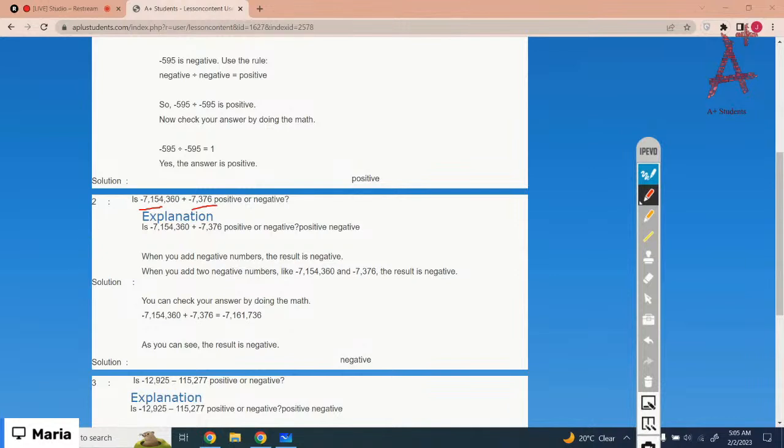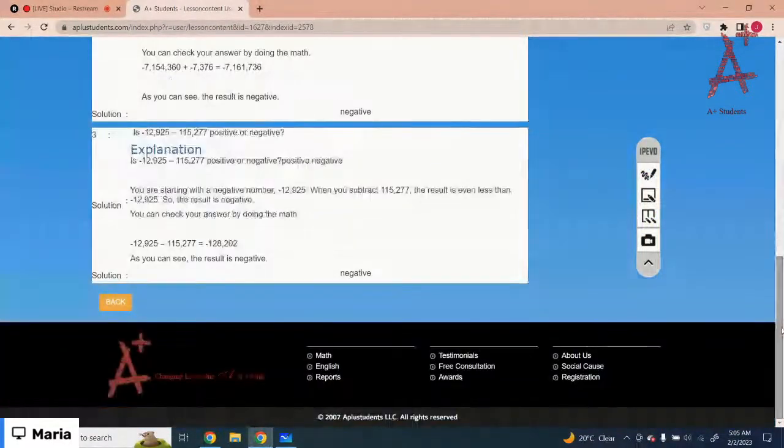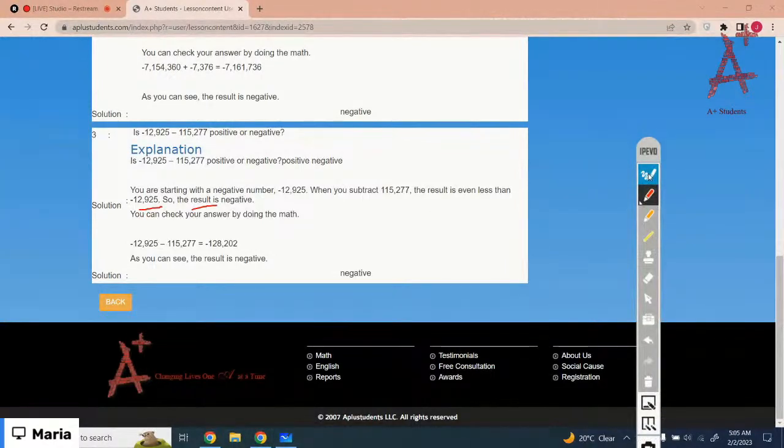Okay, the next example is negative 12,945 minus 1,115,277. Got it? So you are subtracting, and because both the numbers are negative, the answer must be negative. Got it?